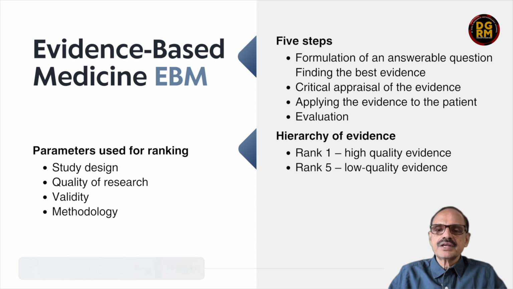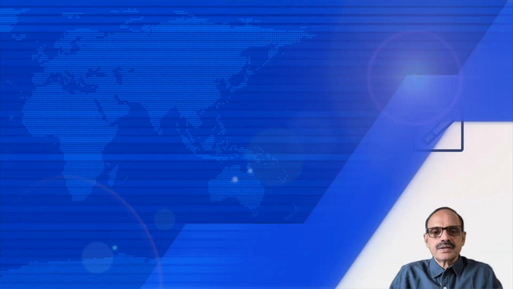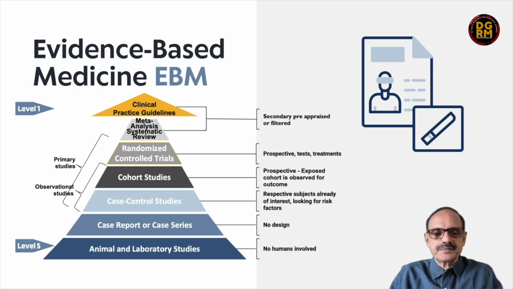The hierarchy of evidence has been ranked from 1 to 5 on the basis of parameters used: study design, quality of research, validity, and methodology. All these are scientific foundations of the research. Next is evidence-based medicine. On level 5, you can see animal and laboratory studies. Next to that, case report or case studies. Next to that, case control studies, then cohort studies, then randomized control trials, then meta-analysis and systematic review, then clinical practice guidelines.